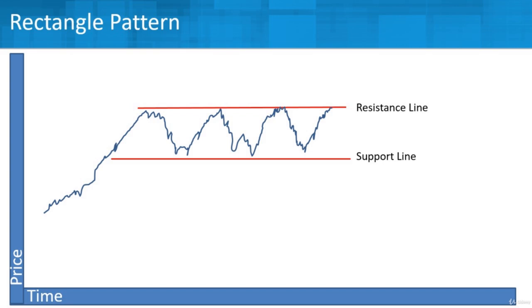And how wide the distance between the resistance line and the support line will vary by the security and at that moment in time. Sometimes they can be very, very narrow. Sometimes they can be much wider, of course. So it's not so much the idea of how wide or narrow it is. It's more that it's actually formed this rectangular pattern. And if we look at that, you can say, oh, well, there's opportunities where I might want to buy, or there's opportunities where I might want to sell within a rectangle pattern. And that's true. We want to make sure that the pattern has fully formed.